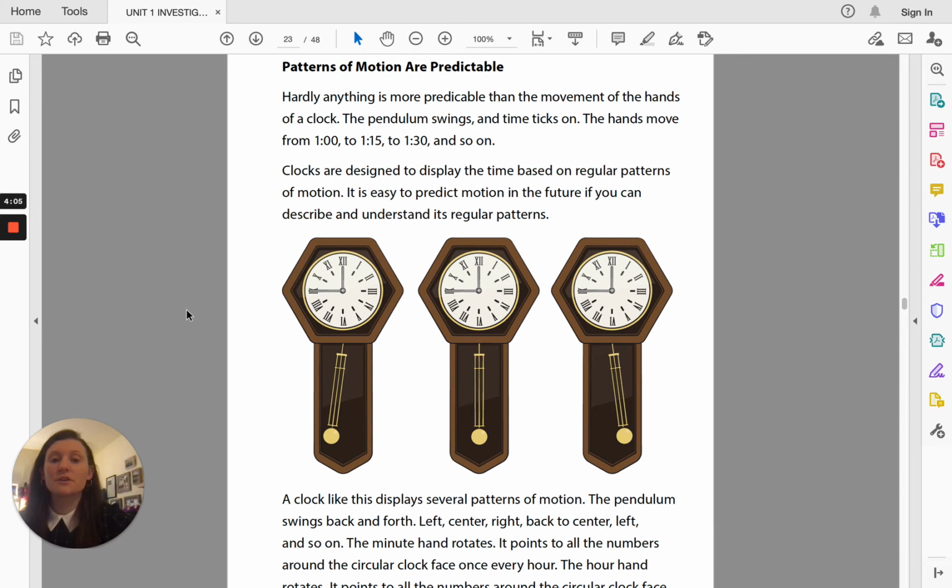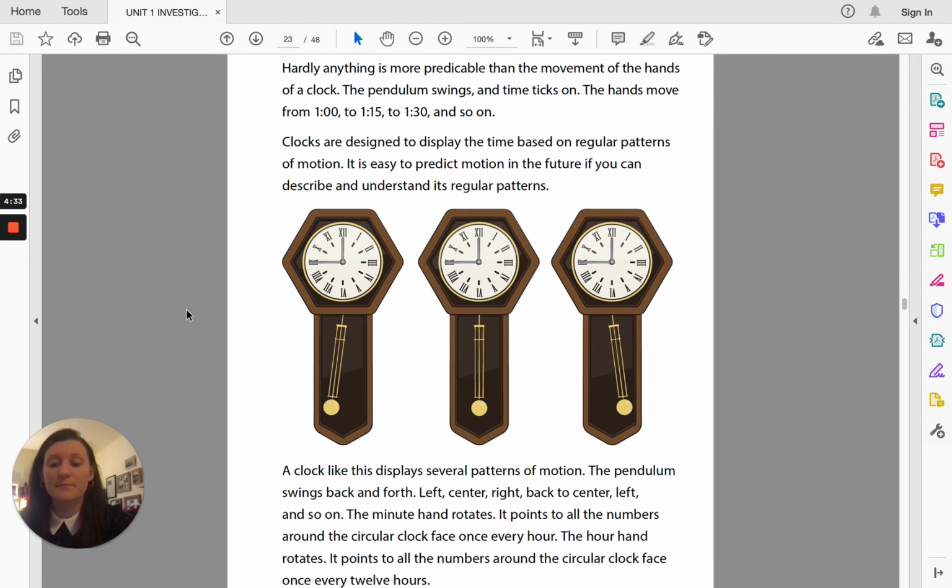Patterns of motion are predictable. Hardly anything is more predictable than the movement of the hands of a clock. The pendulum swings and time ticks on. The hands move from 1 to 1:15 to 1:30 and so on. Clocks are designed to display the time based on regular patterns of motion. It is easy to predict motion in the future if you can describe and understand its regular patterns.